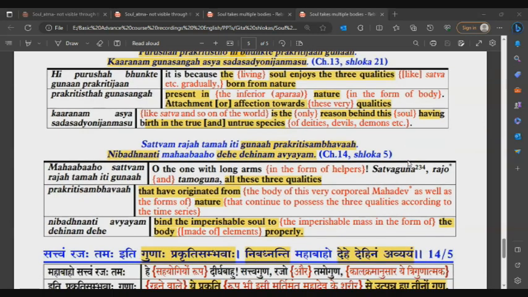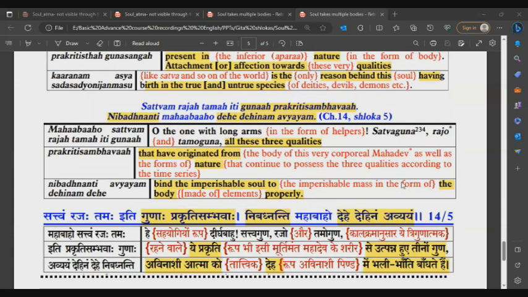All right. Another verse, chapter 14, sloka 5, clearly says that sattva, rajas, and tamas, all these three qualities that have originated from nature, bind the imperishable soul to the body. Once we are bound in the body, we create a karmic account with the body. To settle those karmic accounts, we have to take another body. Until we settle all the karmic accounts, we keep taking rebirths.